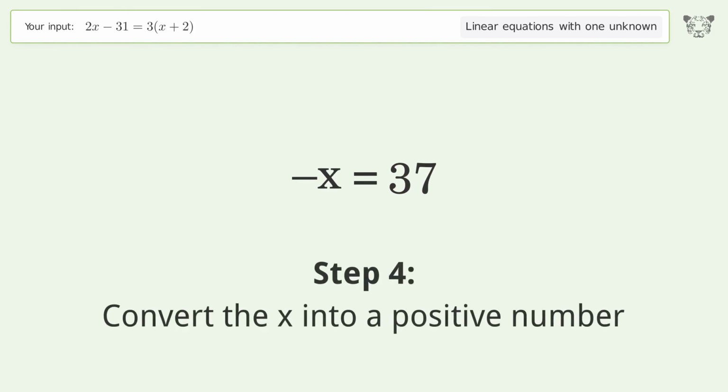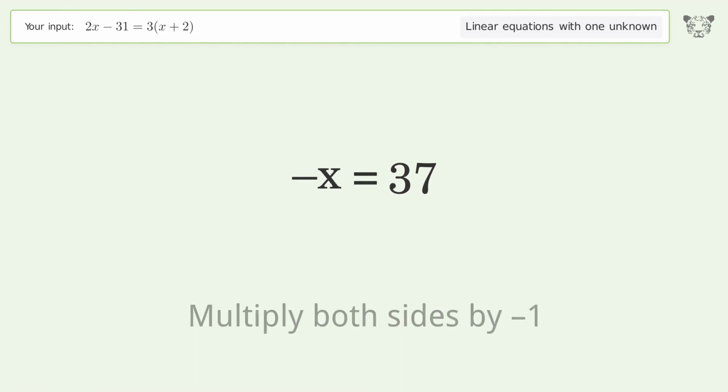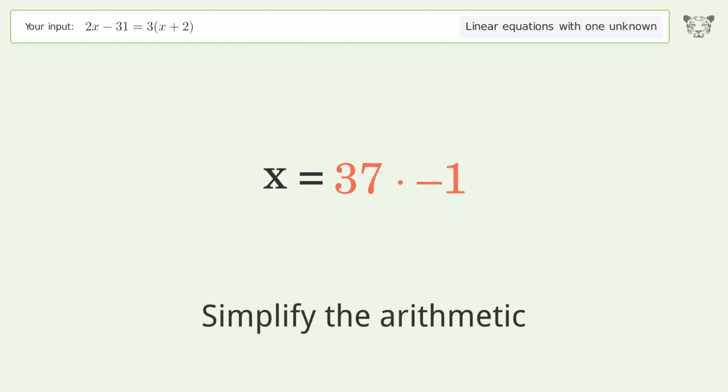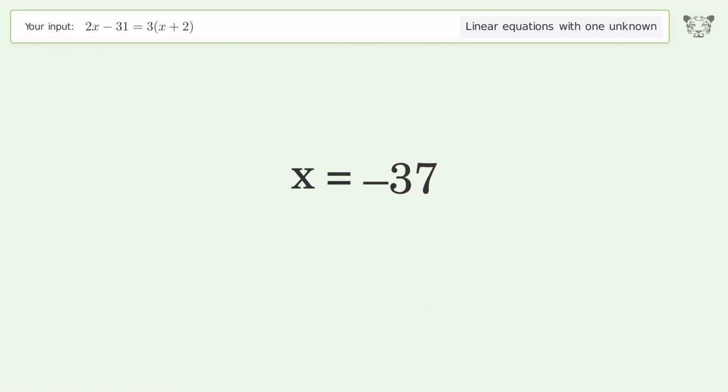Convert the x into a positive number. Multiply both sides by -1. Remove the ones. Simplify the arithmetic. And so the final result is x equals -37.